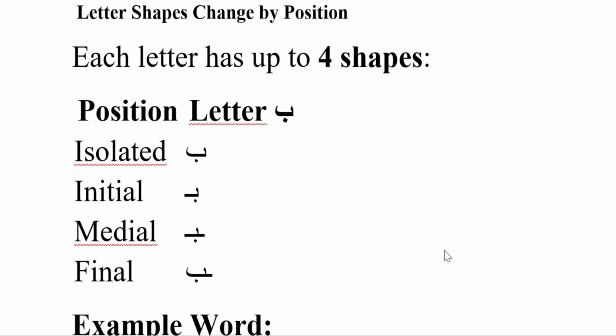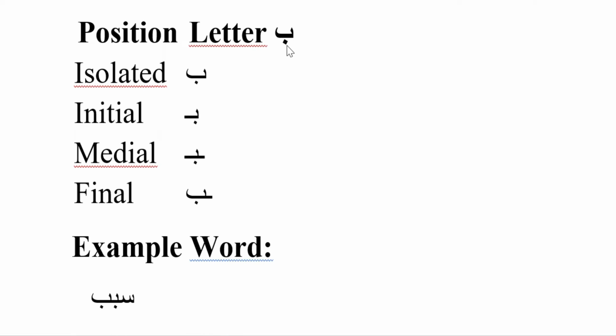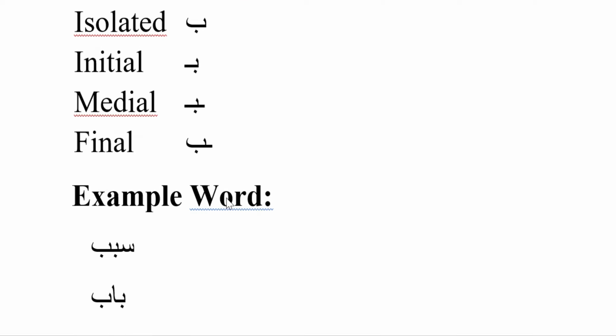Now let's see the shapes. As we have seen before, the shape of the letter can differ depending on its position in the word. For example, here we have the letter ba, which sounds like B. So ba can have 4 different shapes: isolated, initial at the beginning of the word, in the middle of the word, and at the end of the word. Let's see some examples here.